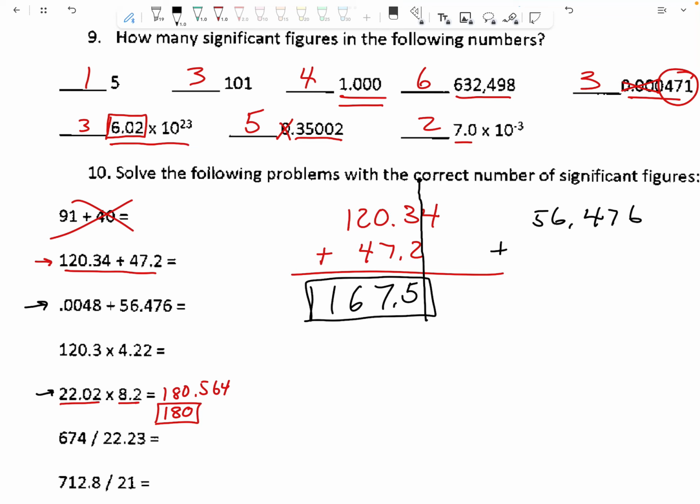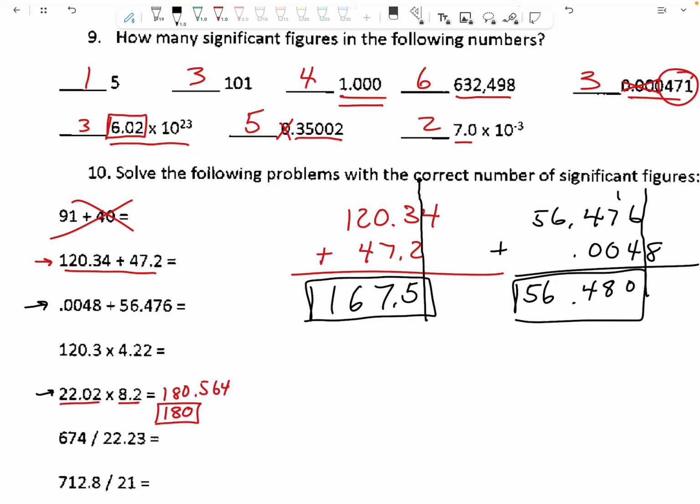If you look at this one here, we have 56.476 plus 0.0048. And so now, same kind of thing happens. We divide it, and the 8 is out, okay? So we all have numbers in the tens and thousands spot. So now we've got to round accordingly. 6 plus 4 is 10. That makes 8. 56.480. You box your answer like that. Okay?